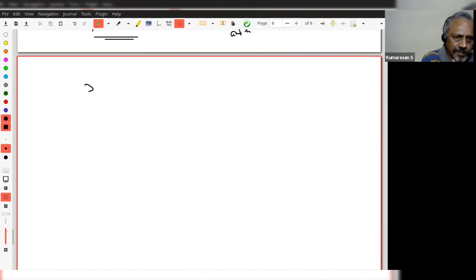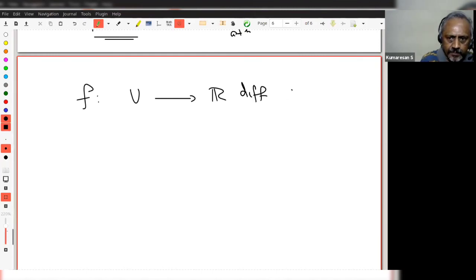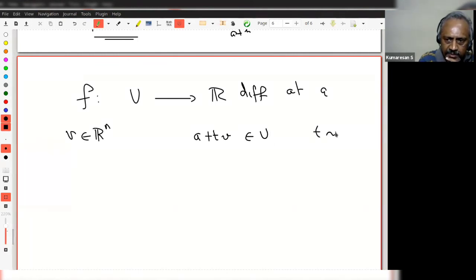Okay. Now let me assume f from U to R is differentiable at a. And let v be any vector in R^n. Now let's look at a plus t times v. I say this belongs to U if t is very near to 0. If it belongs to U, then f of a plus tv will make sense. Do you understand this? That's the reason why I have to say this.